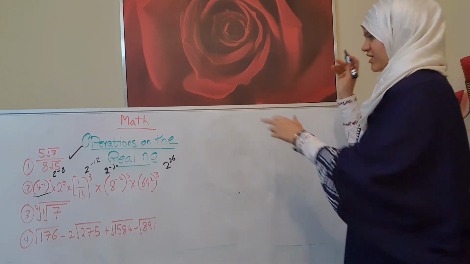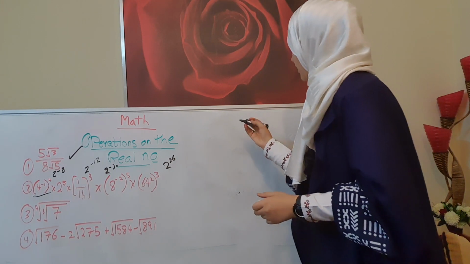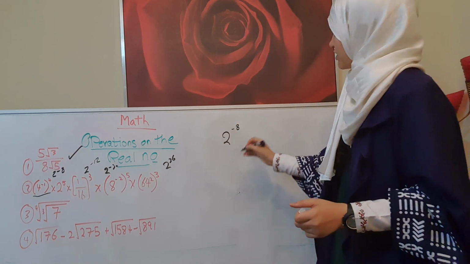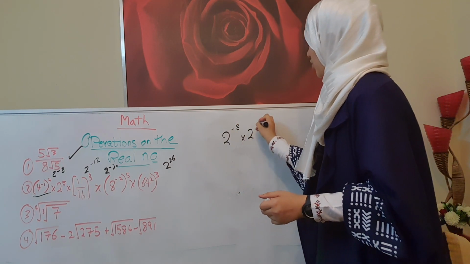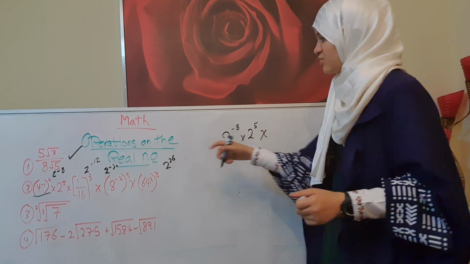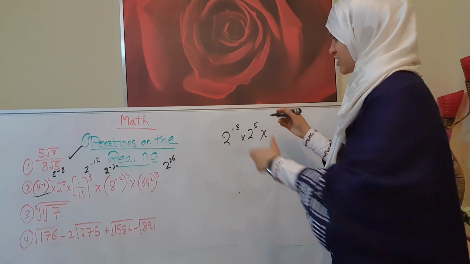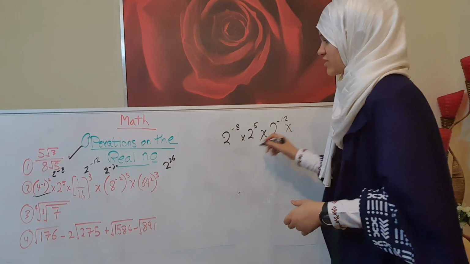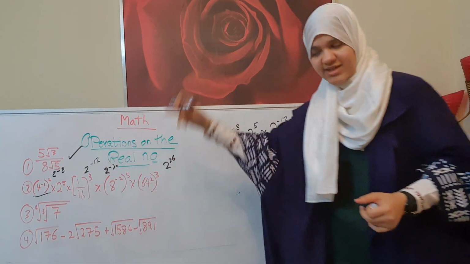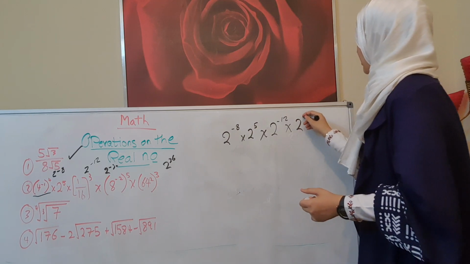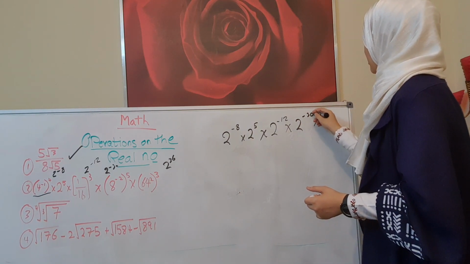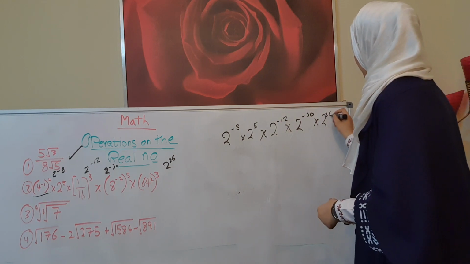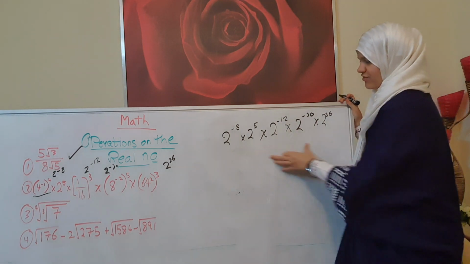What we have here, the first part, is 2 to the power of negative 8, times 2 to the power of 5, times 2 to the power of negative 12, times 2 to the power of negative 30, times 2 to the power of 36. Now, what do we have in common here?